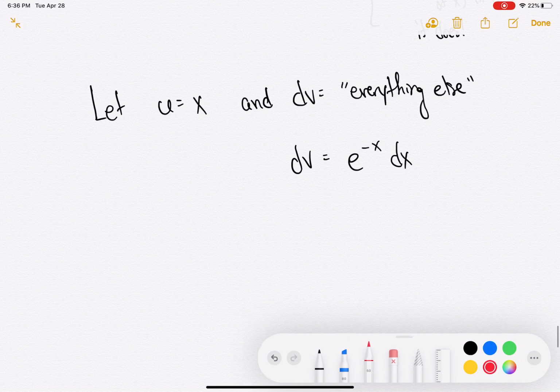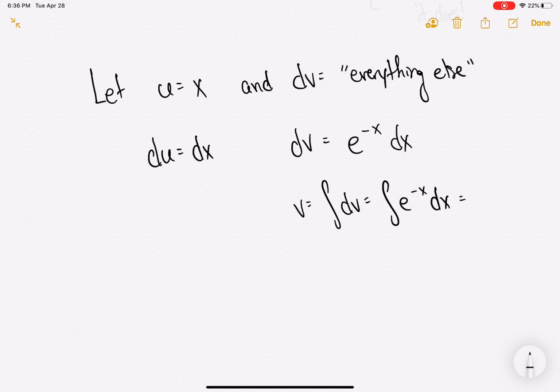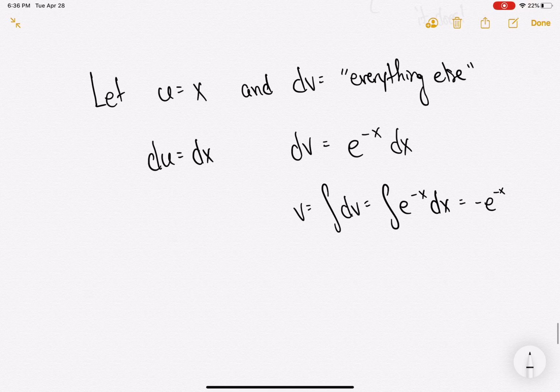So that's why I'm not worrying about the 2, but if that's u and that's dv, then we can find du is just going to be dx, and v is always the integral of dv, which is the integral of e to the minus x dx, and general exponential rule, or another version of u sub, or however you want to think about this. This gives you negative e to the negative x for v. So circle those.